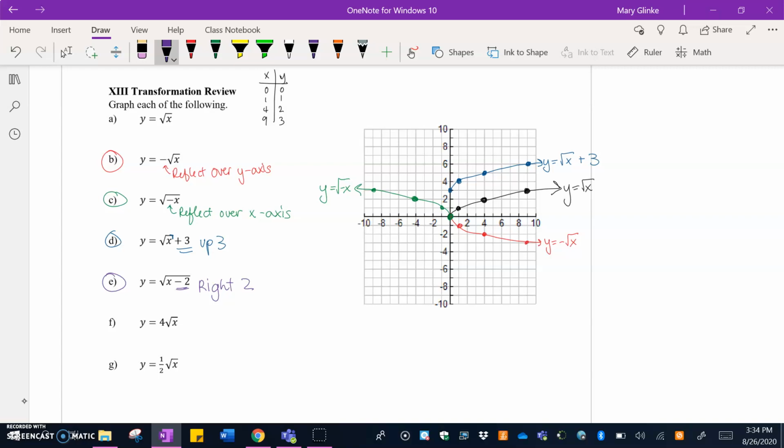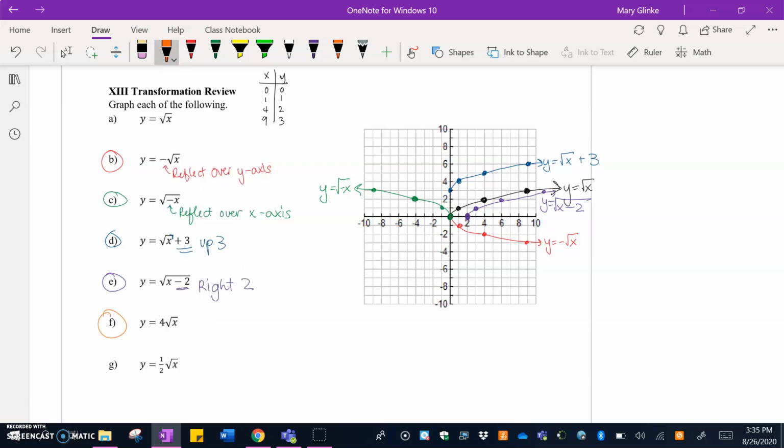So I'm going to take my function y equals the square root of x. I had that in black over here, and I'm going to move each of those points right 2. So 0, 0 becomes 2, 0. 1, 1 becomes 3, 1. I'm just going to move each of those points right 2. So this is y equals the square root of x minus 2 in parentheses.